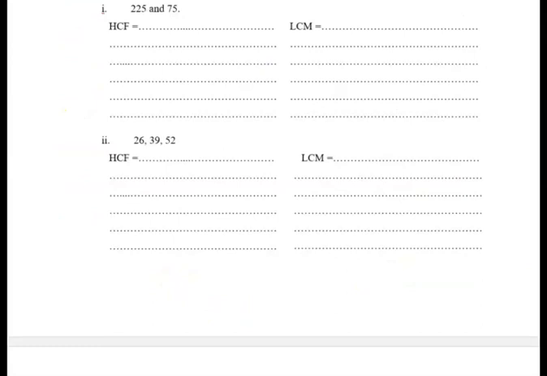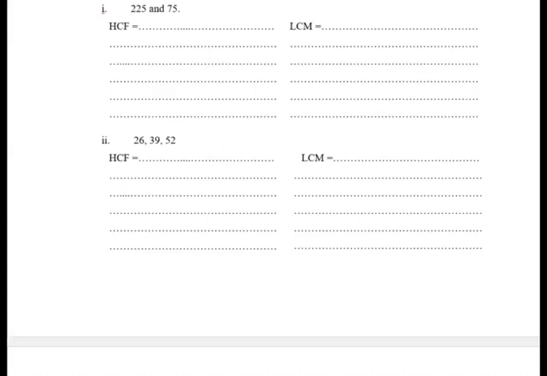Now we're working through HCF and LCM. Now HCF means highest common factor. The highest common factor is the highest factor that is common to 2 or more given numbers. The lowest common multiple is the smallest possible number that can be divided by 2 or more given numbers. Now the method for working out HCF and LCM is very similar. There's only one distinction between the two, and we're going to see that in the second question here.